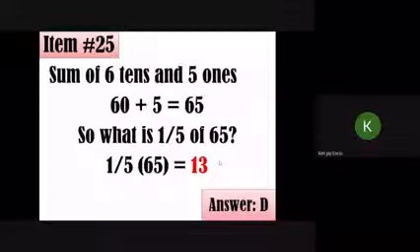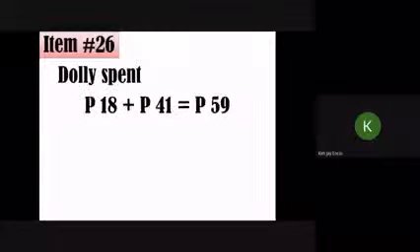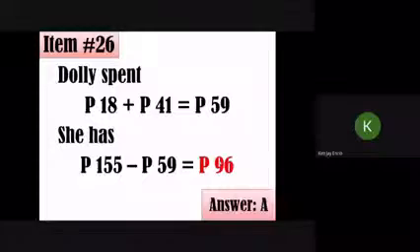Next number. Dolly had 155 pesos. She bought a glass of juice for 18 pesos and a sandwich for 41 pesos. How much money did she have left? I think this is pretty straightforward. All you have to do is determine the total cost of expenditure, which is 18 plus 41 or 59 pesos, and subtract it from her money in the beginning. So that's 155 minus 59, which gives us 96 pesos. Letter A.